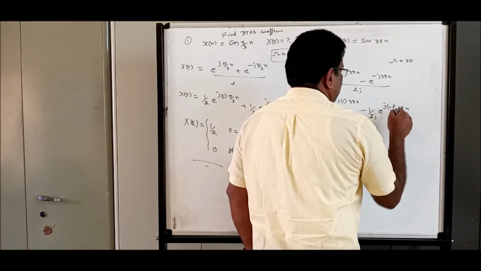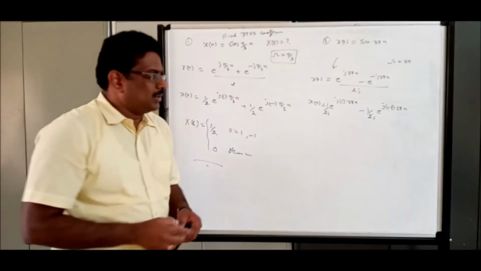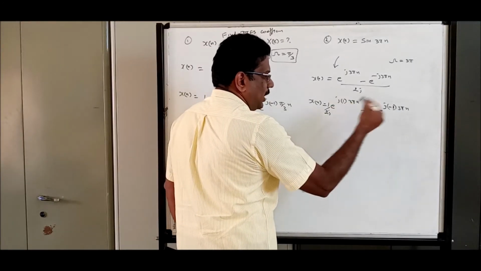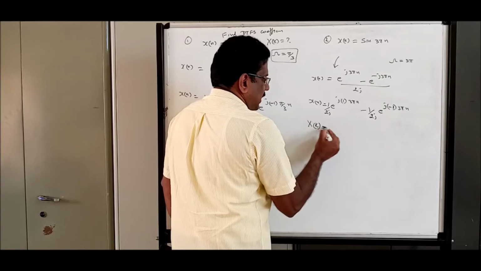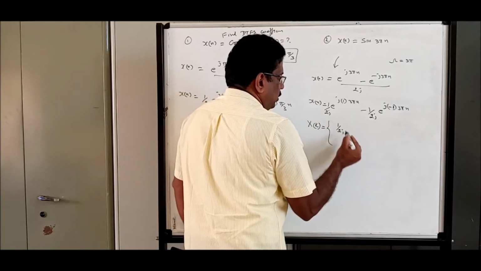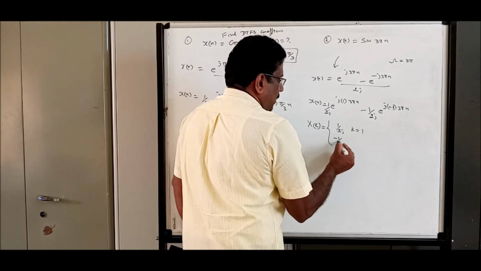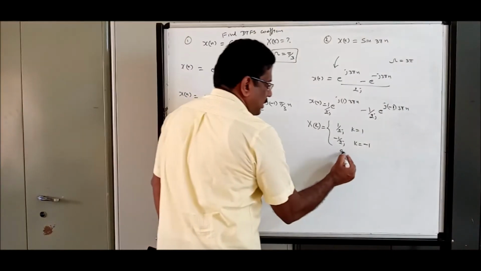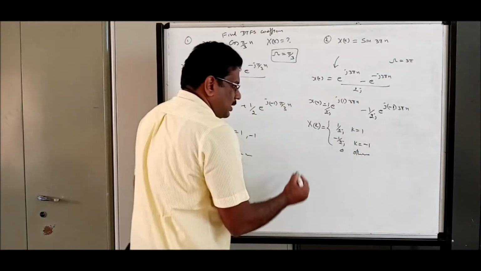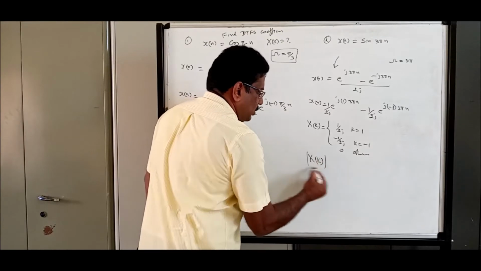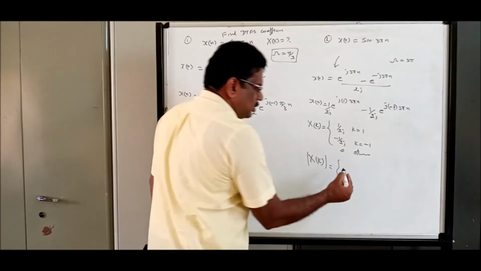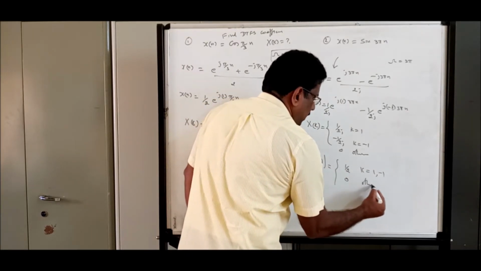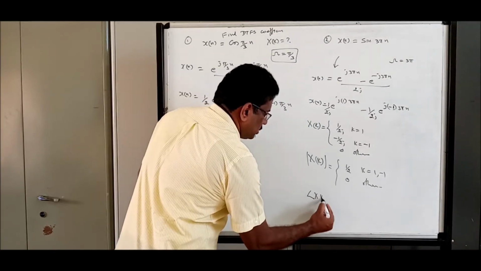The same procedure we did in CTFS also. Now what is your final conclusion? The coefficients. K and omega, everything is crystal clear. What is x of k? It is nothing but 1 by 2j for k equal to 1, minus 1 by 2j for k equal to minus 1, and 0 otherwise. I can also find the magnitude. Let me show the magnitude. 1 by 2j and minus 1 by 2j have the same magnitude: 1 by 2 for k equal to 1 and minus 1, 0 otherwise.